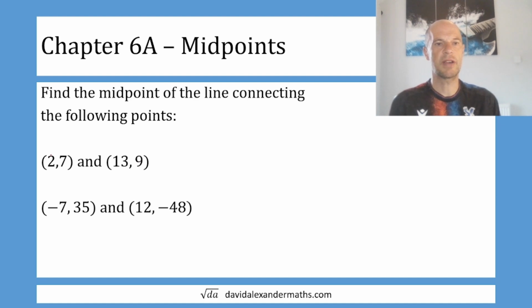Well, all we need to do is work out what is the midpoint of 2 and 13. Now, if it was 2 and 4, then the midpoint would be easy. If it was 2 and 4, the midpoint would be 3, because 3 is midway between 2 and 4. But what is midway between 2 and 13? Not so obvious. So what we need to do is add the two numbers together and divide by 2. So 2 plus 13 is of course 15, and 15 divided by 2 is 7.5. So the x-coordinate is 7.5.